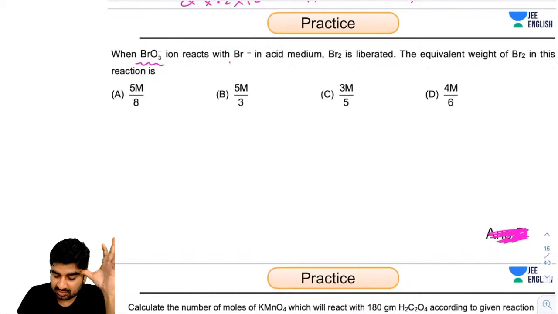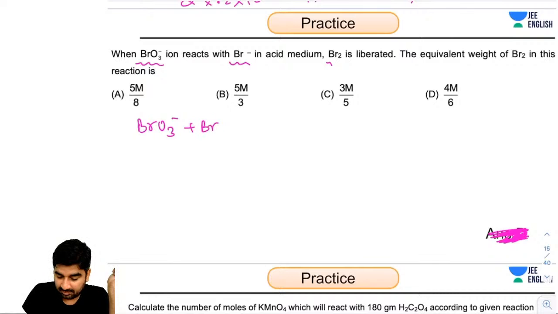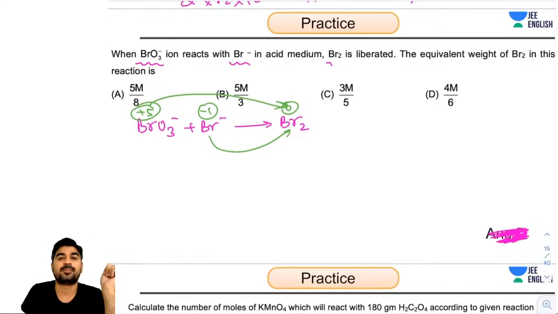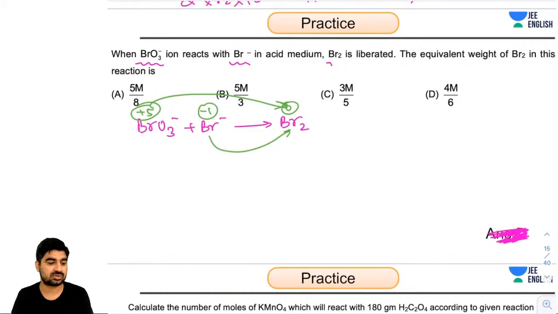This is BrO3 minus reacting with Br minus to form bromine. So guys, BrO3 minus and Br minus give you Br2. So what is going on here? This is 0, this is -1, this is +5. So it is being reduced and it is being oxidized. Bromine is being reduced and bromine is being oxidized. So atoms of the same element are being oxidized as well as reduced. So it is an example of disproportionation's reverse, that is comproportionation.